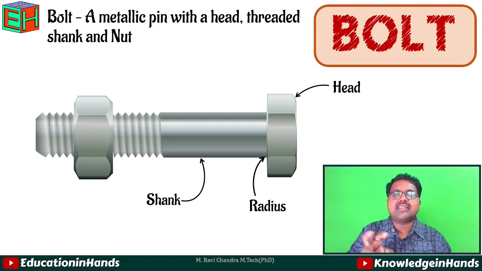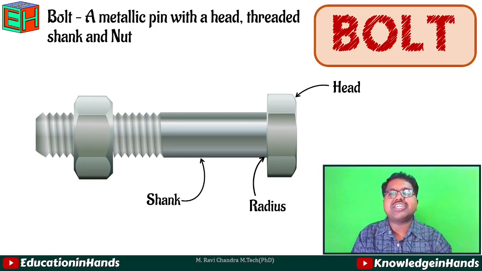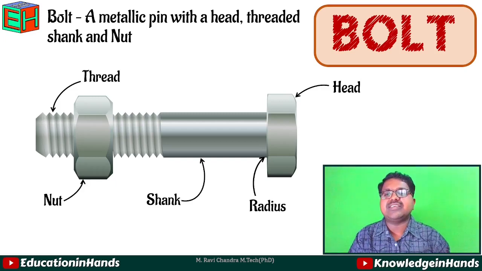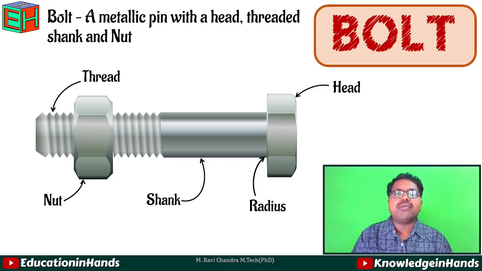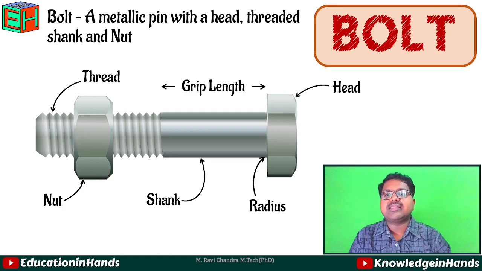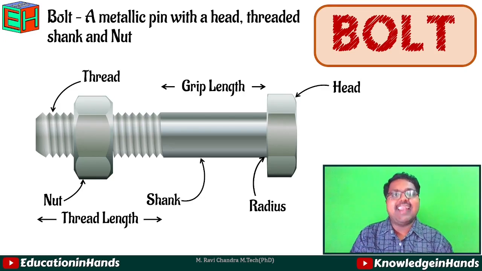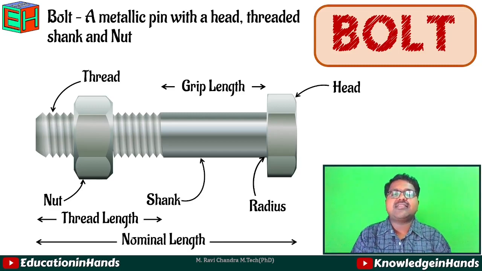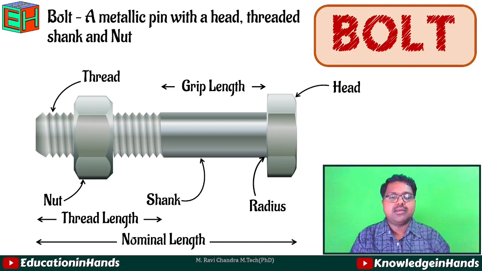Then next, the threaded position, which is after the shank, is called as thread, and the piece which is holding this threaded position is called as nut. Now if we see, the length of this plane surface of the shank is called as grip length and the threaded portion is called as thread length, and the total length of the bolt is called as nominal length of the bolt. This is the basic definition and parts of a bolt.